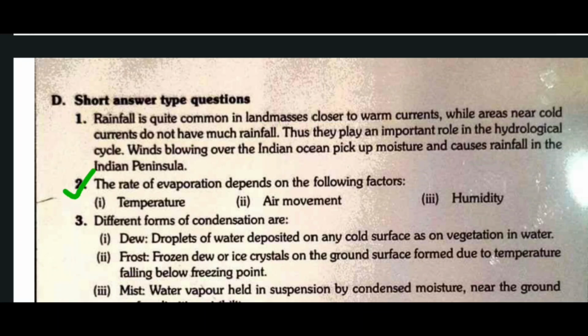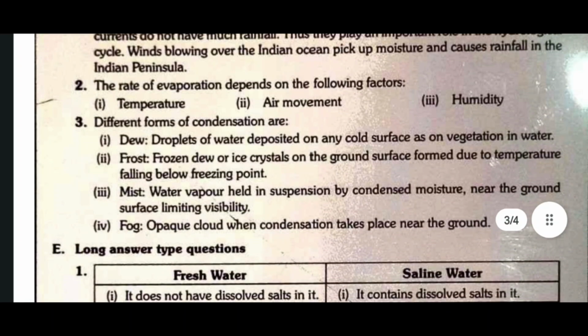Next, question number 2. What are the factors on which the rate of evaporation depends? The rate of evaporation depends on the following factors. First is temperature, second is air movement, third is humidity.